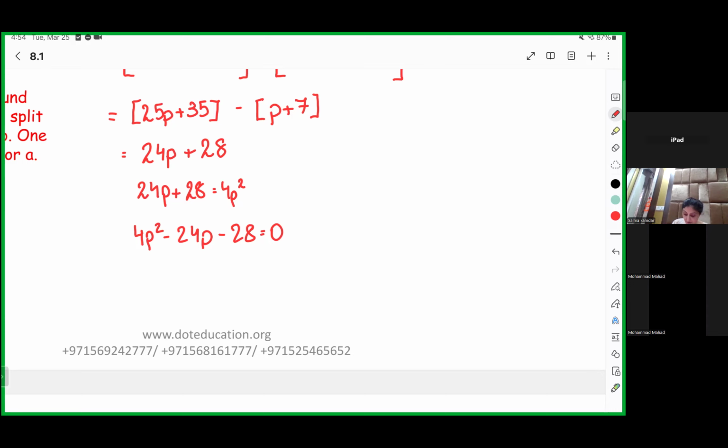So when I put this on the calculator, I get p plus 1 and p minus 7 is equal to 0. They want two possible values for p, so I would say my p is equal to minus 1, or I would say my p is equal to 7.